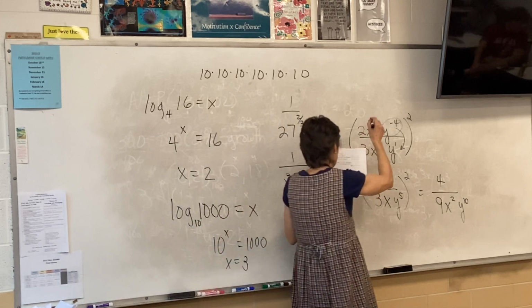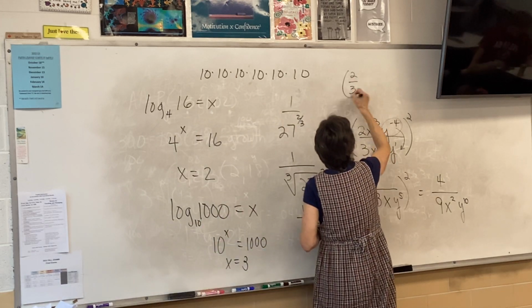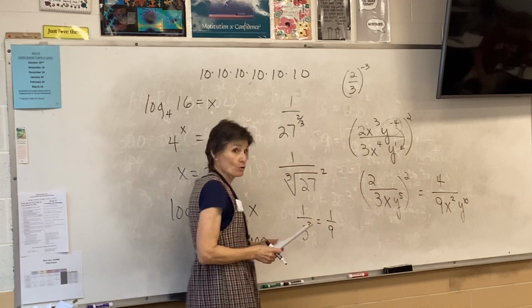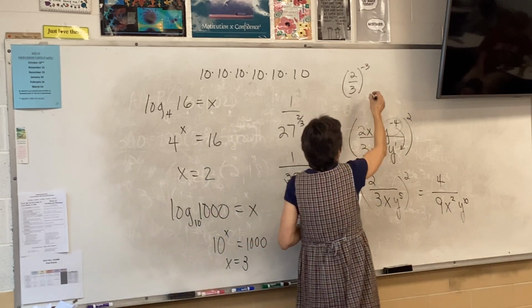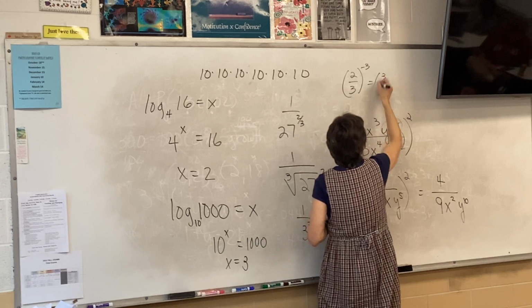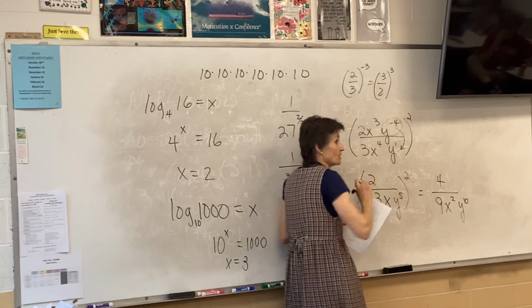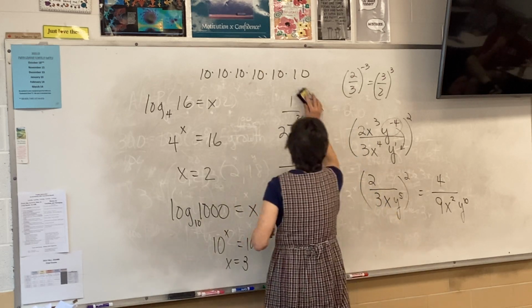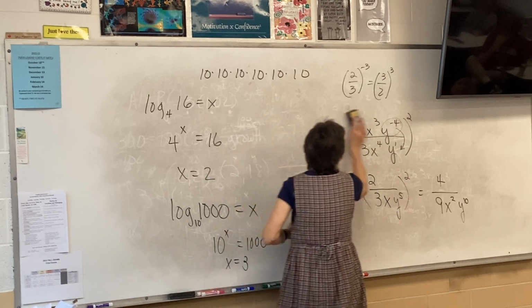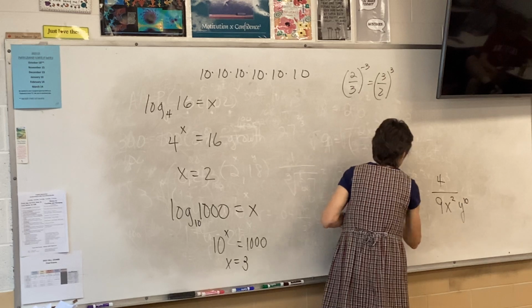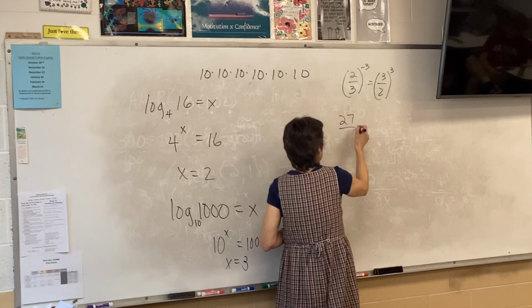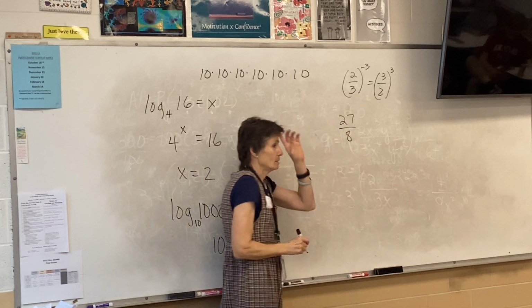Two-thirds to the negative third. Flip it in. First, we'll flip it. 3 over 2. So 3 over 2, and then we still have to cube it, so that would be 27 over 8. 27 over 8, that's exactly right. We cube both pieces, 27 over 8.